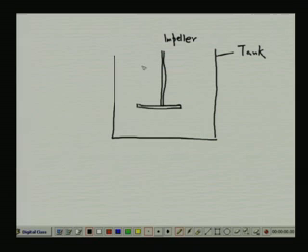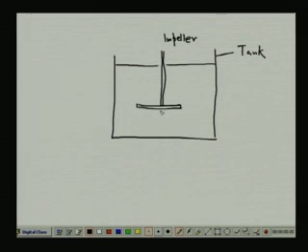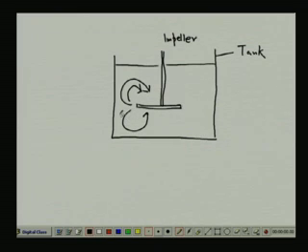So the tank will look like this one. The liquid is there and it is continuously rotating, either in clockwise or anti-clockwise direction. So what we will find is that some eddies will be formed, which will look like this. Some swirl will be formed. These are eddies.